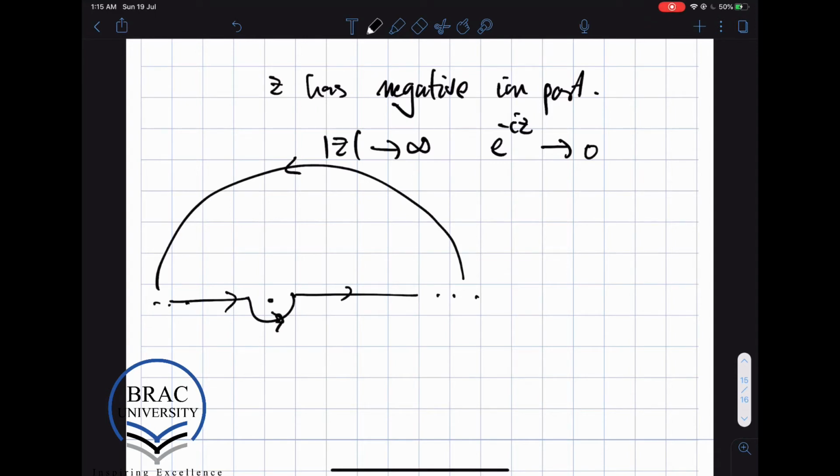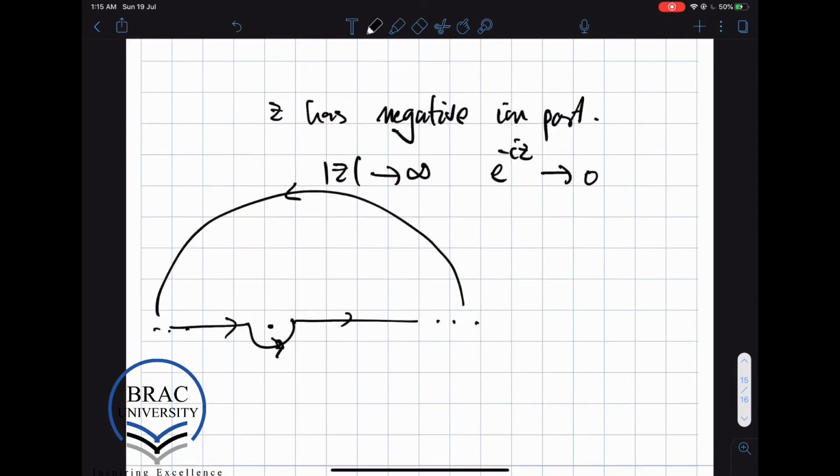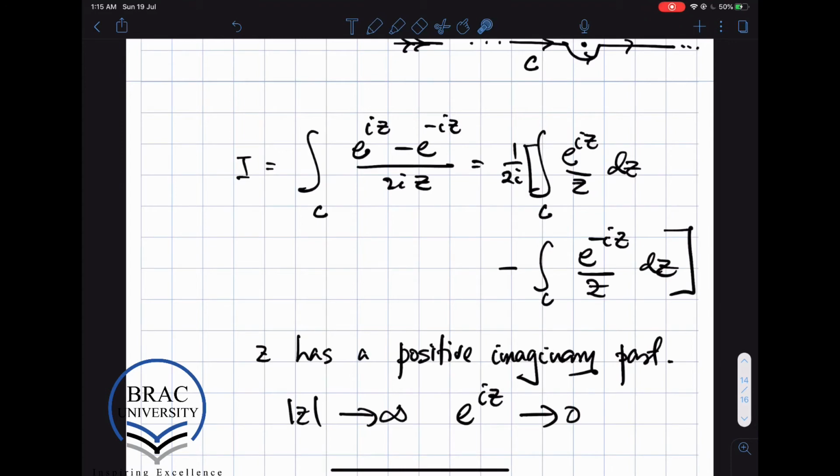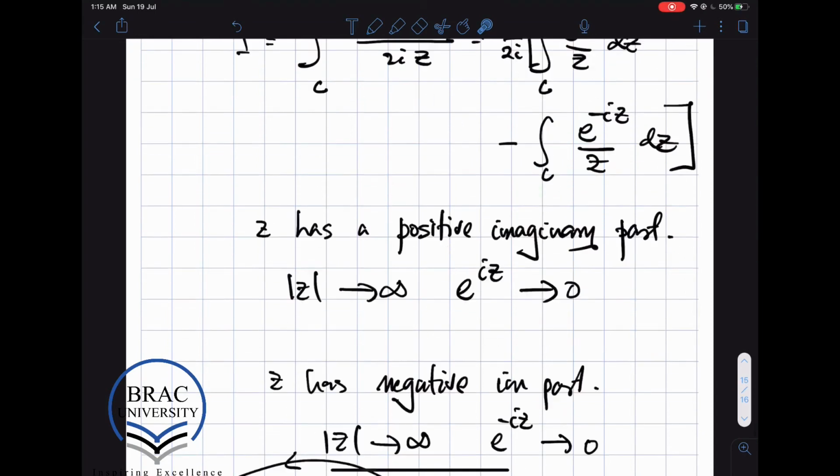Okay, so now what we can do, we can use Cauchy's residue theorem. It's not called the first theorem, by the way. And we can evaluate this integral. What it says is that this integral is given by 2 pi i times the sum of the residues of this integrand. So what are the residues?